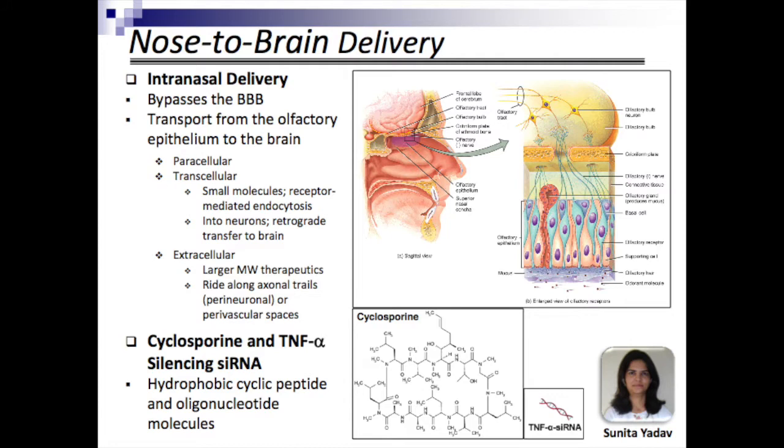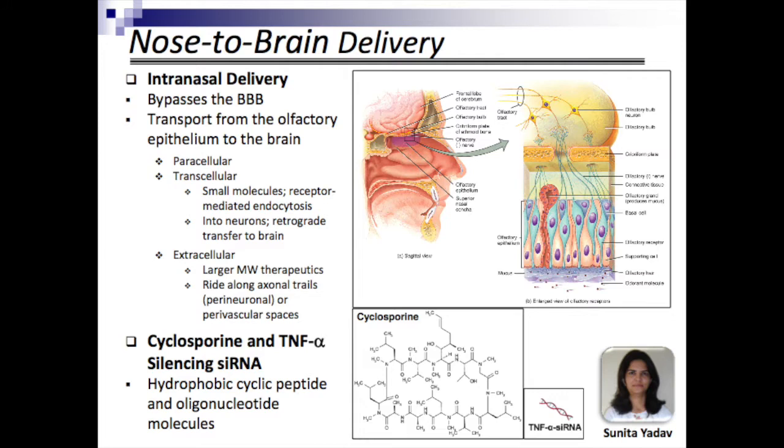But in this approach, I'll talk about our second method, which is to get drugs from the nose to the brain. This work has been done by Sunita Yadav, again, another PhD student in my lab who graduated a year ago. She was interested in looking at intranasal delivery as a mechanism to get peptides and small interfering RNA into the brain, especially to treat neuroinflammation. And as I mentioned before, intranasal delivery bypasses the blood-brain barrier.